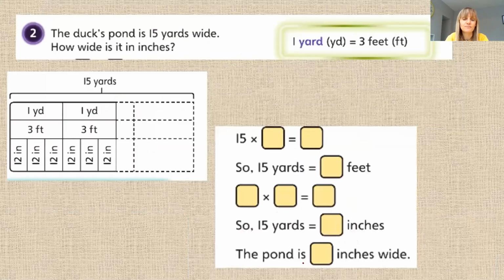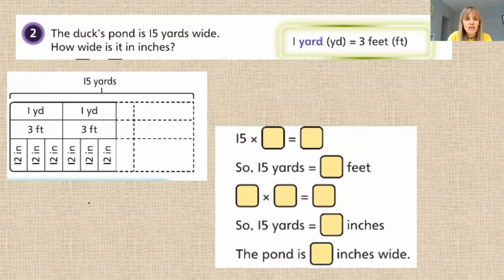There we go. Now, the other unit that we often hear of for length in imperial measurement are yards. Now, 1 yard is the same as 3 feet. So we've got 1 yard, that's the same as 3 feet. And each foot was the same as 12 inches. That's quite confusing. It shows it nicely there on this bar model.